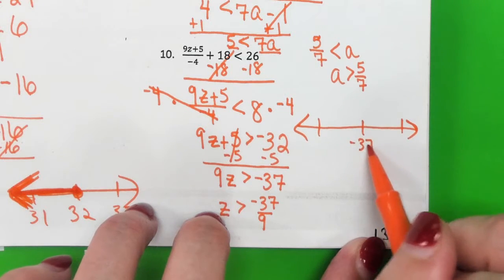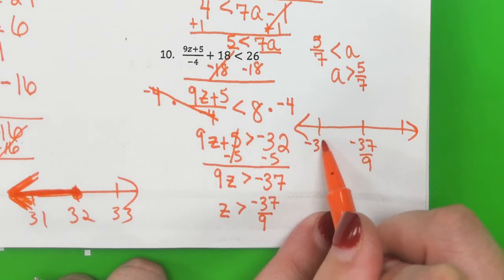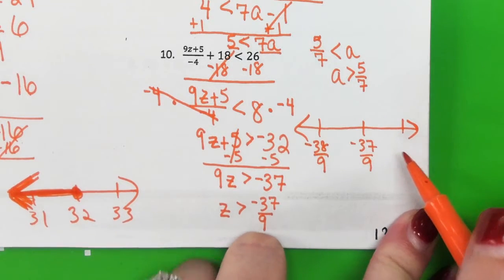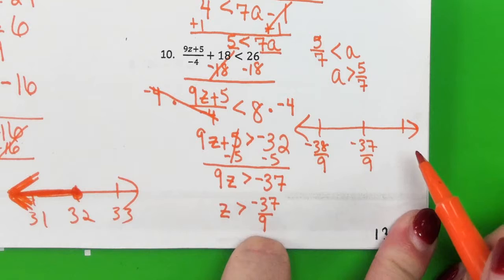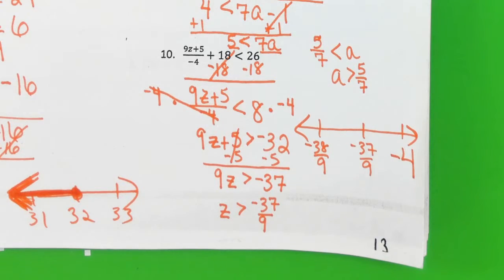So negative 37 over 9, right? Pretend it's not a fraction, but negatives are backwards. So it'd be 36. But look at this one. This one would be negative 36 over 9. It's negative 4. There you go. It reduces.